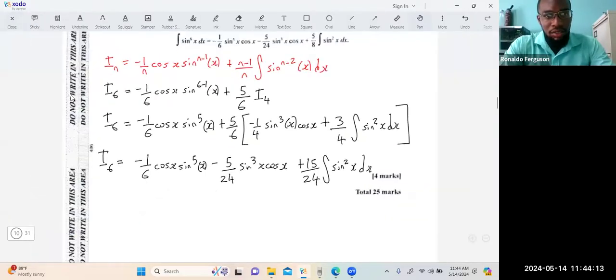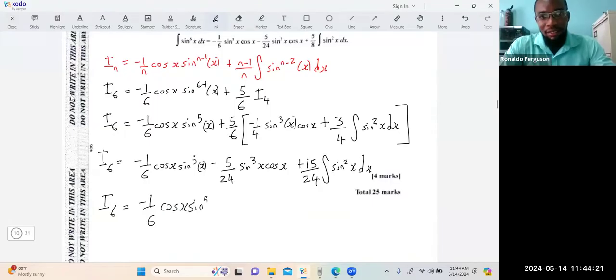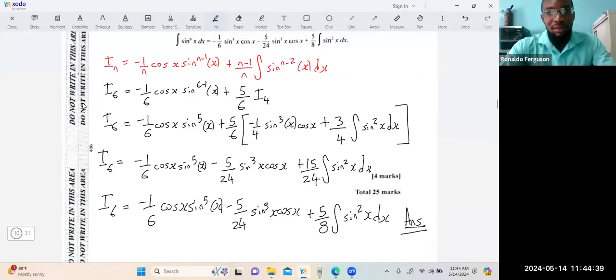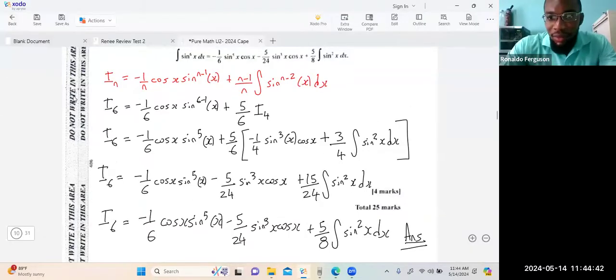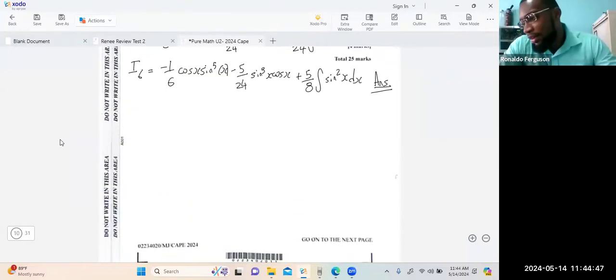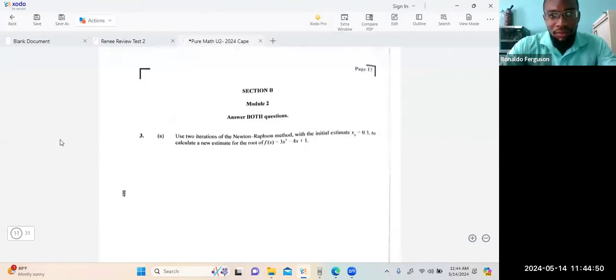So this is now I6 equal to minus 1 over 6 cos x sine to the 5th x minus 5 over 24 sine cubed x cos x plus 5 over 8 times the integral of sine squared x dx. Proven. We did what they want. That's it. So far, module 1 was very easy, guys. Tell me what you think. I thought this was one of the easiest module 1s I've seen in a long time. It's very fun so far.